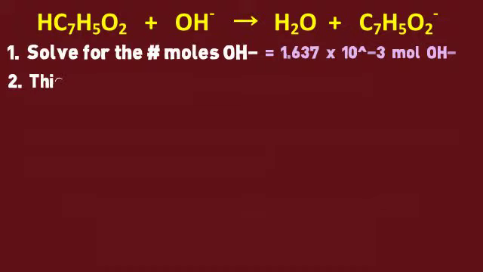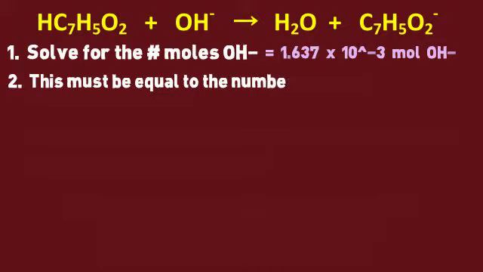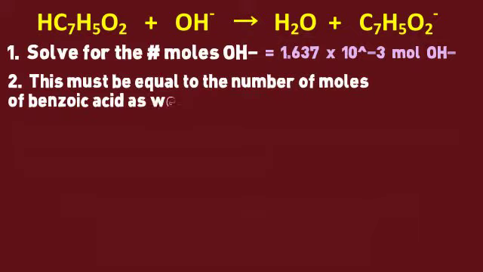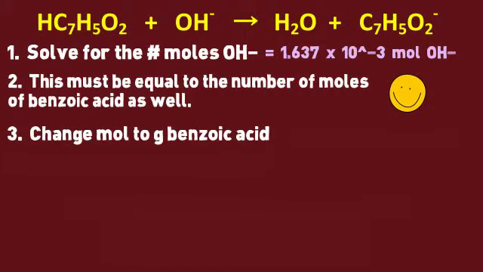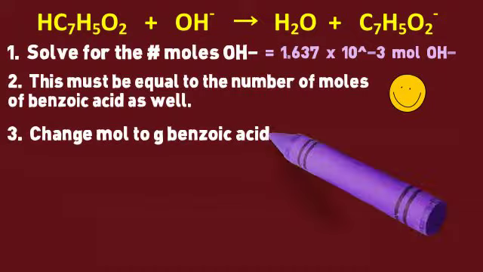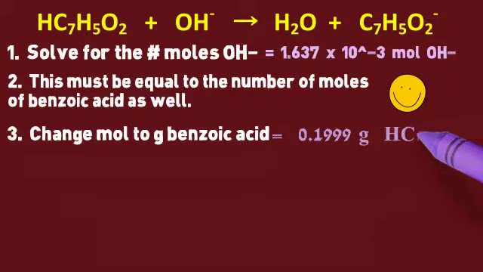If you know the moles of hydroxide, what else do you know? Well, it looks like it's a 1-to-1 relationship here. This must be equal to the number of moles of benzoic acid. So what's your next thought? Well, if you know the moles of that, then you know the moles of that. So change the moles to grams of benzoic acid. That'll give you grams. Do that. And here's the answer for the grams.